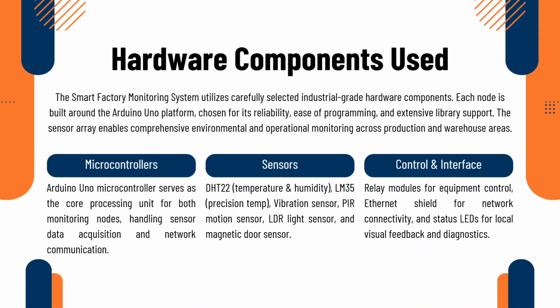Now, the hardware components. The system uses Arduino UNO as the main controller. DHT22 and LM35 are used for measuring temperature and humidity. PIR sensors detect motion and LDR detects light intensity. The vibration sensor is used to monitor machine condition. Relay is used to control devices and LED indicates system status. The Ethernet module is used for internet communication.